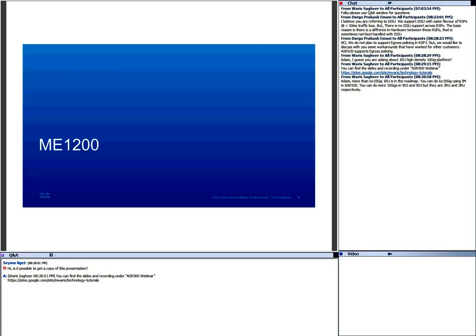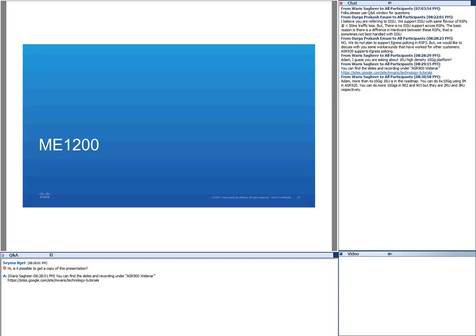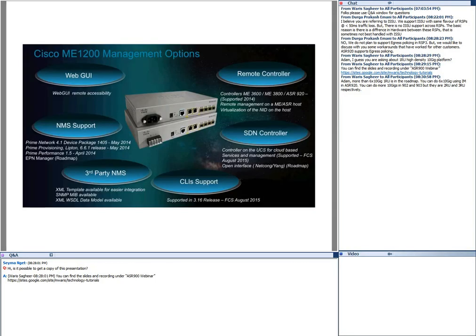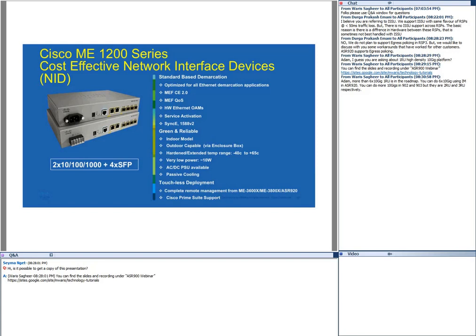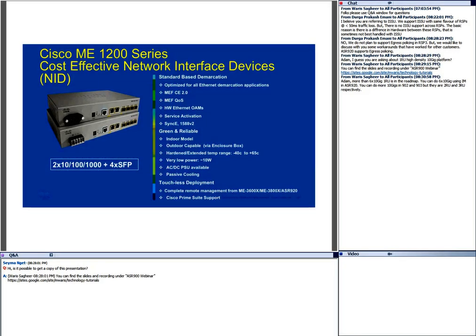Okay, so we talked about access and aggregation, and there is one more place in the service provider network, which is the NID. We have a platform called ME1200 to support NID-based deployments. Let's take a closer look. The ME1200 has 6 GE ports, and it's MEF CE 2.0 certified. It supports MEF QoS, and we also have all the layer 2 based feature sets, which are mostly a must-have in the NID. SyncE and 1588 support are present as well, and then service activation.